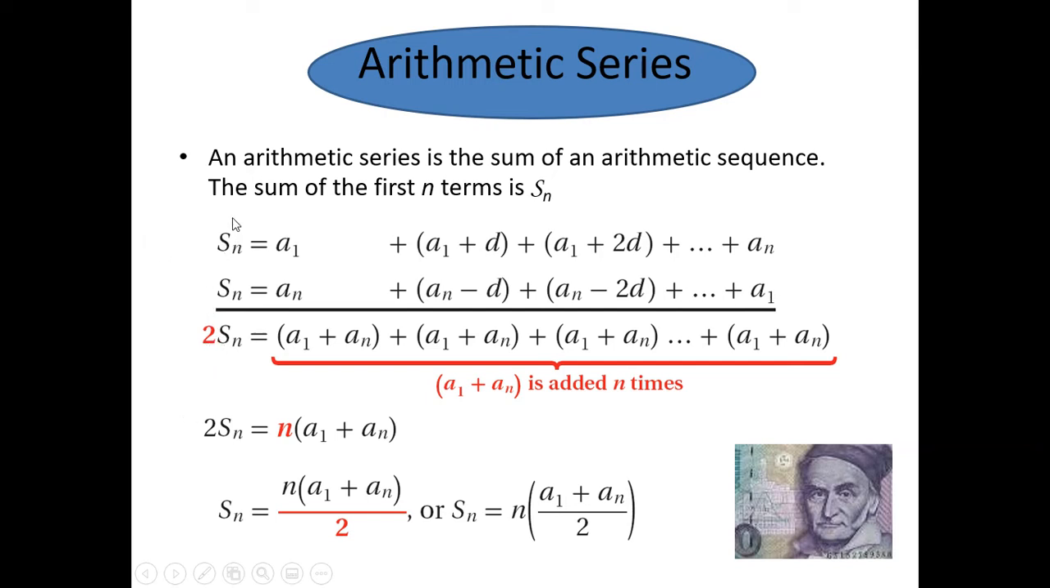I've got 2 times the sum equal to a sub 1 plus a sub n. Here my d's cancel out, so I have a sub 1 plus a sub n. Here my two d's cancel out, so I have a sub 1 plus a sub n. All the way up to the last term here, a sub n plus a sub 1. And if you figure it out, I have to do it 1, 2, 3, 4, 5, 6, 7, all the way up to n times. Okay, so I've got twice the sum is equal to n times a sub 1 plus a sub n. Divide both sides by 2, and I can rewrite it either way.